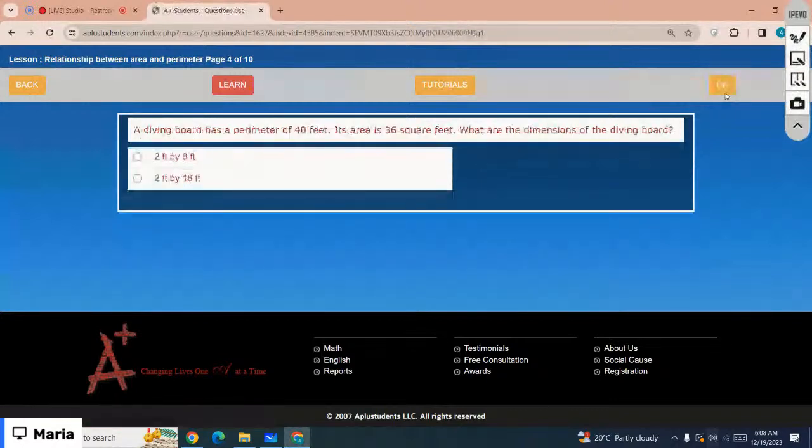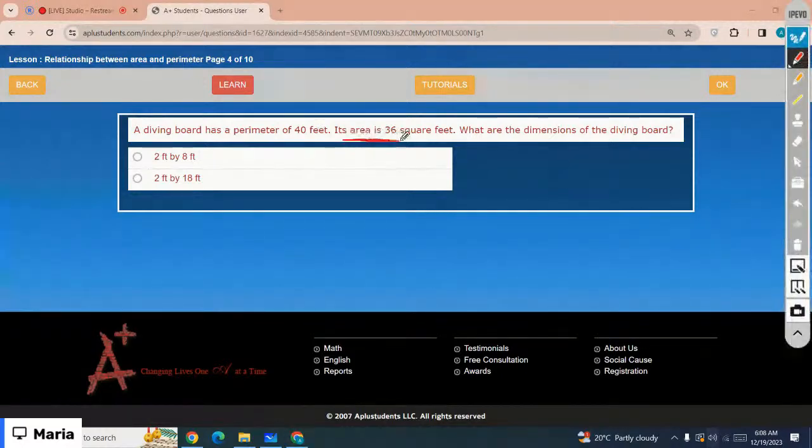Okay, the next one is a diving board has a perimeter of 40 and the area is 36 square feet. What are the dimensions of the diving board? So you are given the area and you are given the perimeter. You have to find the dimensions, right? So area is 36, right?